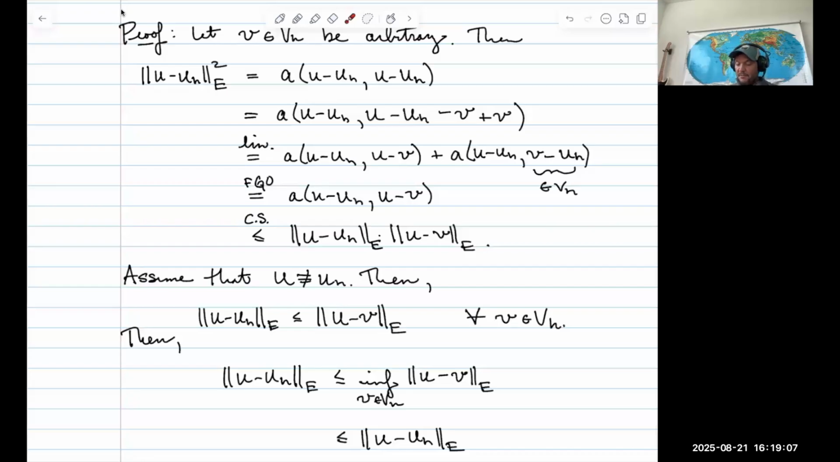But notice that v was absolutely arbitrary, so this inequality holds for all v in V_h without any specification of what v I'm choosing.